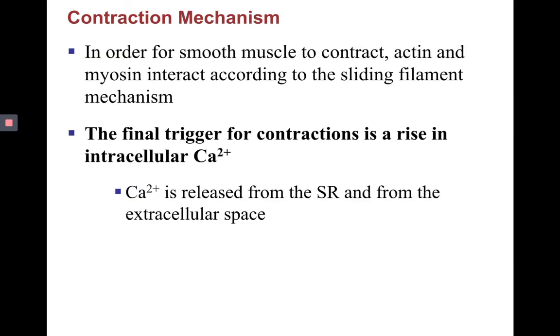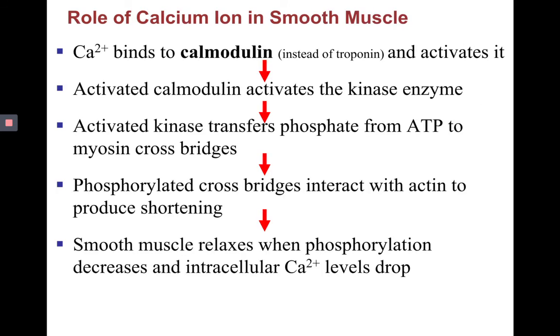The contraction mechanism is really similar to skeletal muscle, but with some changes. Again, we have that extracellular calcium in the caveoli. That's a little bit different. But the final trigger for contraction is still a rise in intracellular calcium. Just some of it enters from the outside. And then that is the trigger for the rest of the calcium release from the sarcoplasmic reticulum. And that initiates the sliding filament model of contraction between actin and myosin.